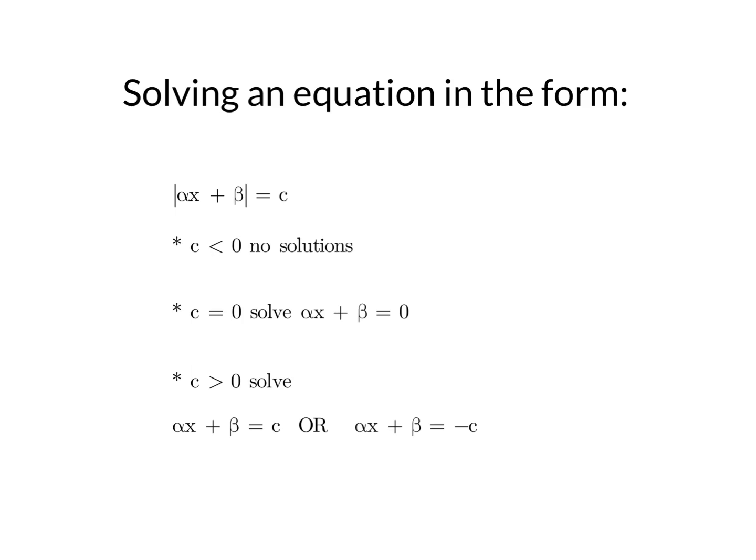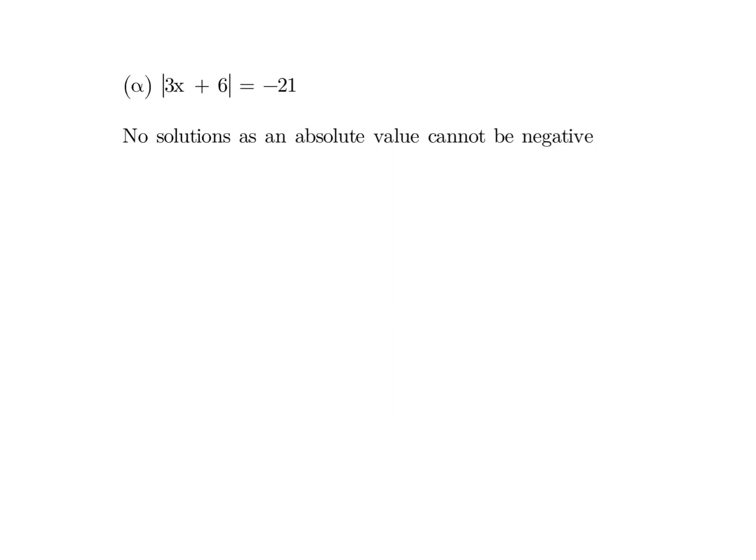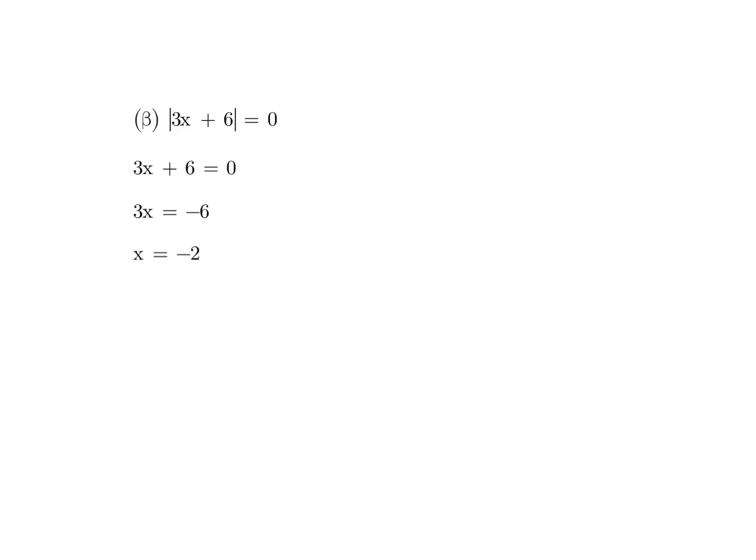So let's have a look at some examples. If we're solving the absolute value of 3x plus 6 equals minus 21, then we would have no solutions, because the absolute value of that could never get you a negative answer. If we have the absolute value of 3x plus 6 equals 0, then there's only one solution, because plus or minus 0 is always 0. So we solve it just as 3x plus 6 equals 0, and you get x equals minus 2.